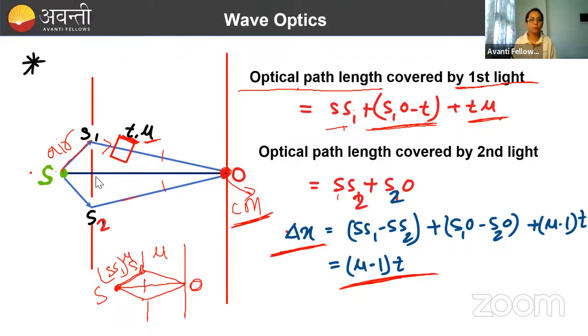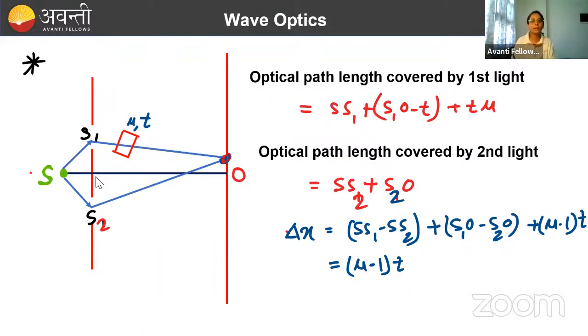Central maxima is the point where the path difference between these two lights will be 0. The first one is traveling more and the second one less. It is traveling more by how much? Mu minus 1 into T. To balance it, we can make the second light travel more geometrically and the first light travel less geometrically. Then this difference can be accommodated. So my central maxima will shift where, up or down? Our central maxima will shift up.